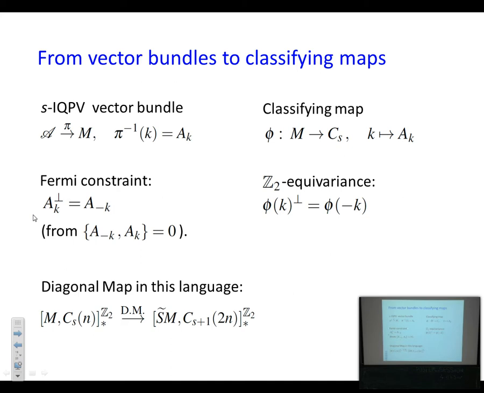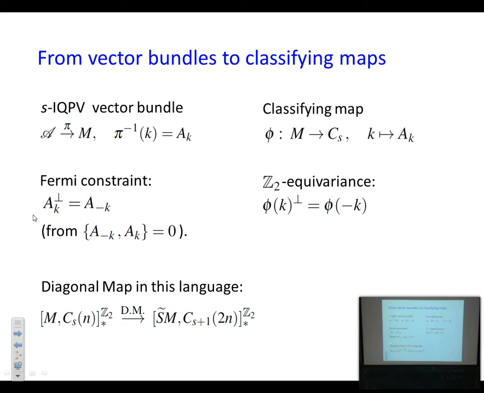There is also the Fermi constraint. We can reformulate it like this. And on the other side, the classifying map side, it becomes a condition of Z2 equivariance on phi. So phi k perp, the perp operation being still the orthogonal complement with respect to the curly bracket, phi k perp has to be phi minus k.